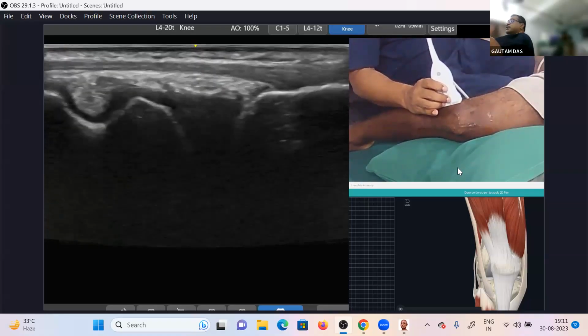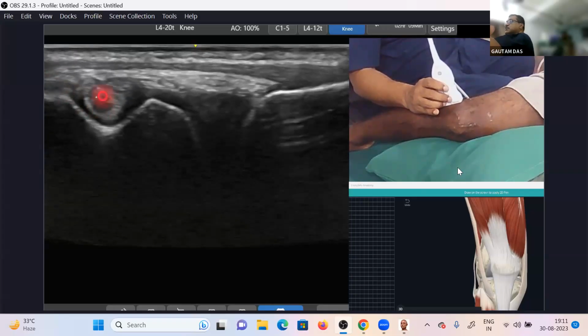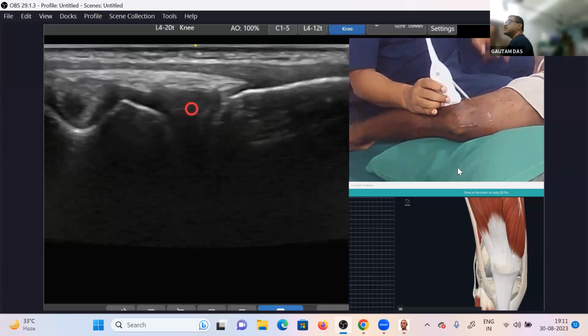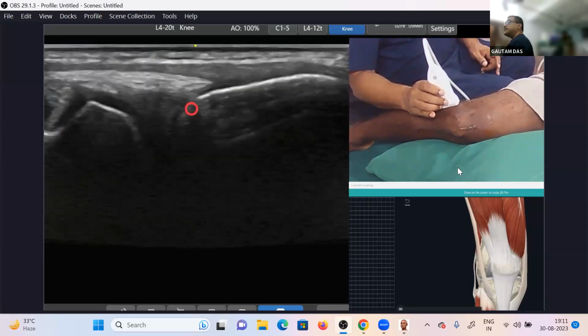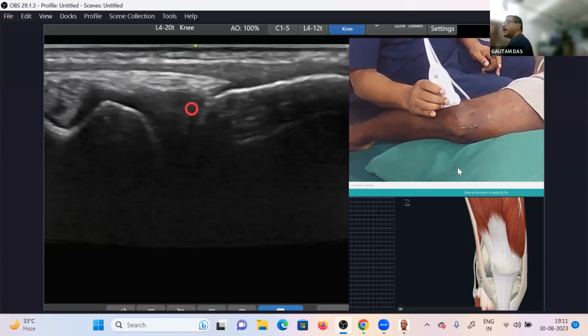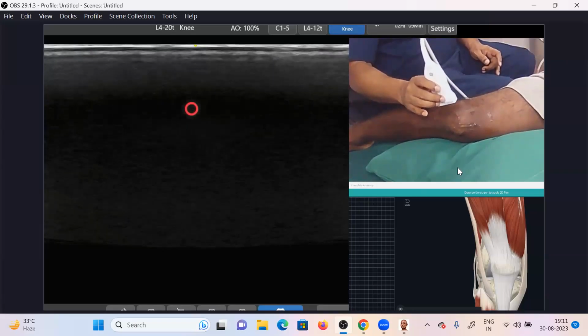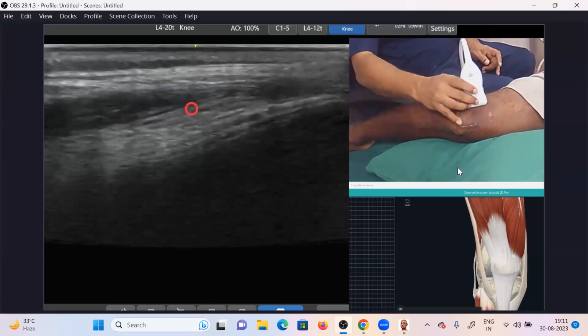And this is your popliteal tendon, not muscle, origin. This is your lateral meniscus. Is it clear to everybody? Iliotibial band and lateral collateral ligament. Is it clear to everybody? Yes, sir. Okay. So now two more things I'll be showing you.